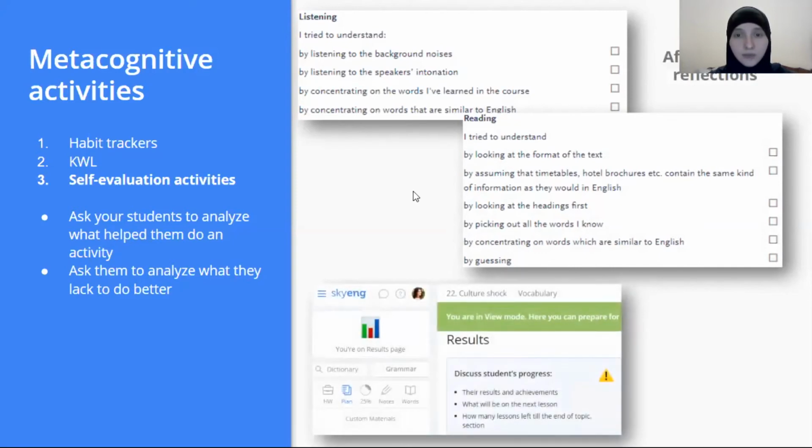And we can do something like this even at the end of the lesson. When we discuss their results and achievements, you may ask a few questions, you may elicit some answers and push them to analyze what they learned, what they did, and so on and so forth.